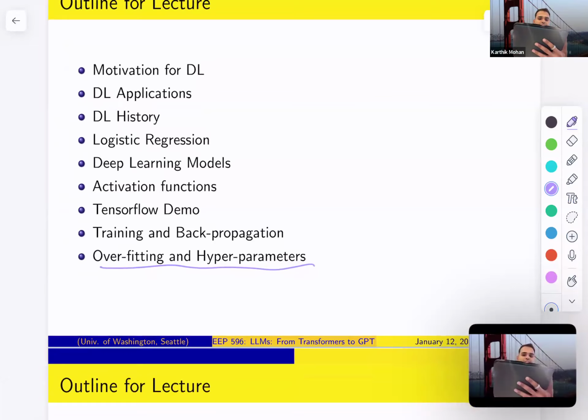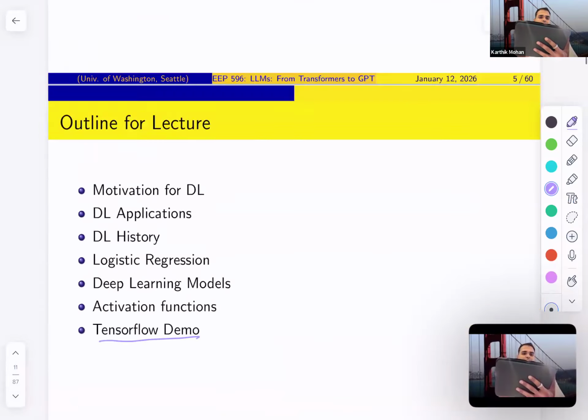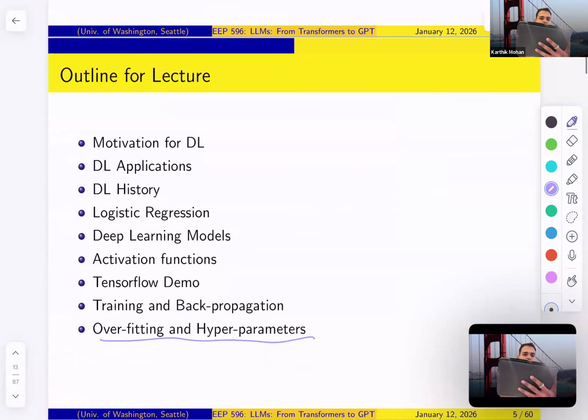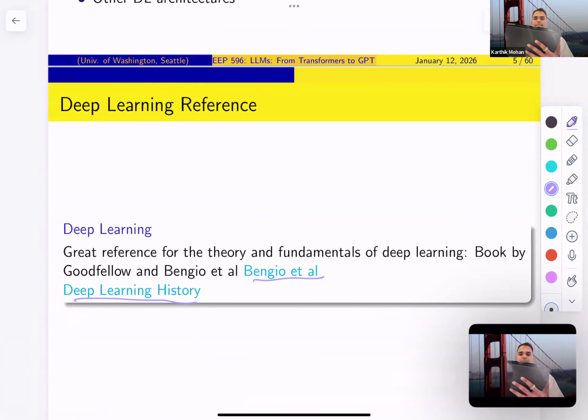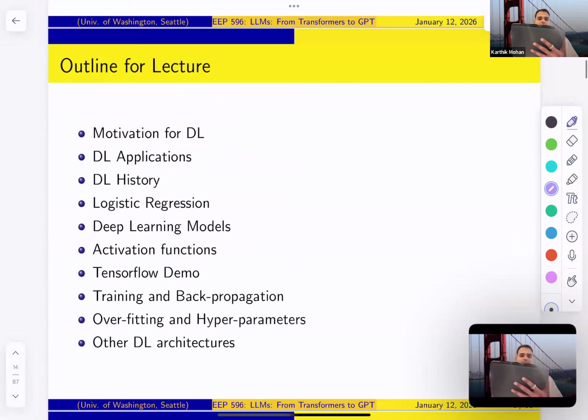There's a nice reference for this. I don't know if the reference is here, but yeah, it's here. This one, Bengio et al. If you click on this link, it's really good. Each of these might be a separate chapter in that book. We're just compressing it to one lecture. So we're going really fast through this.